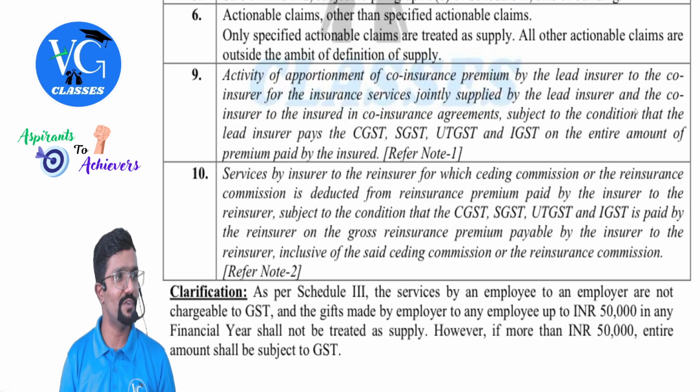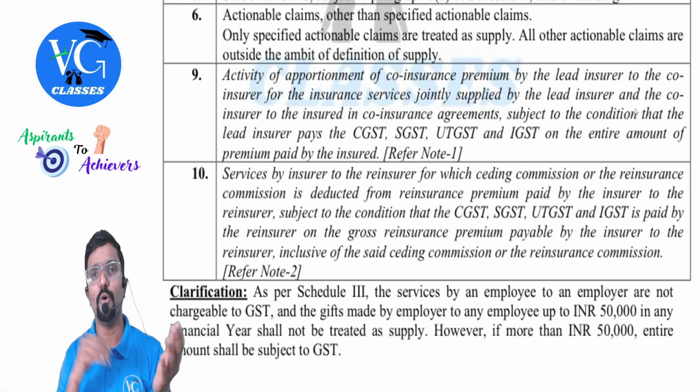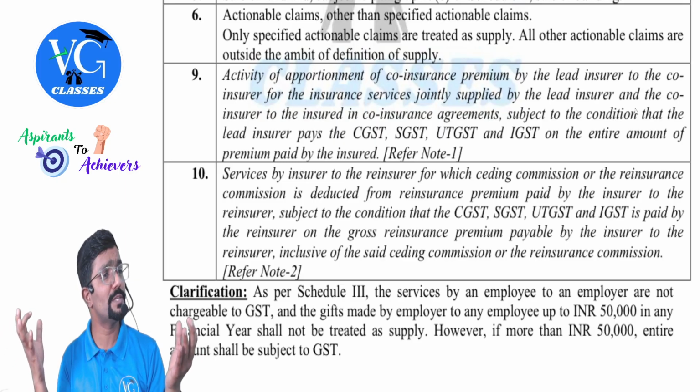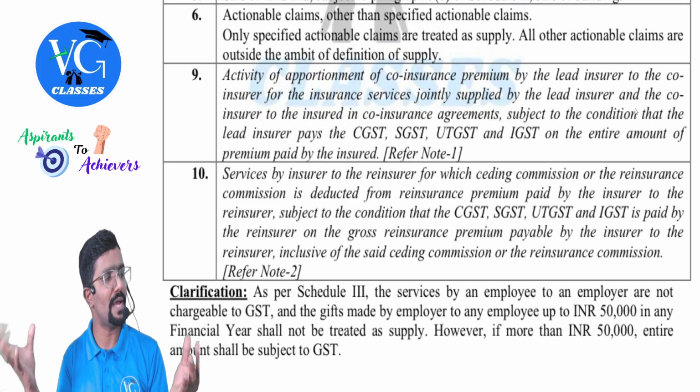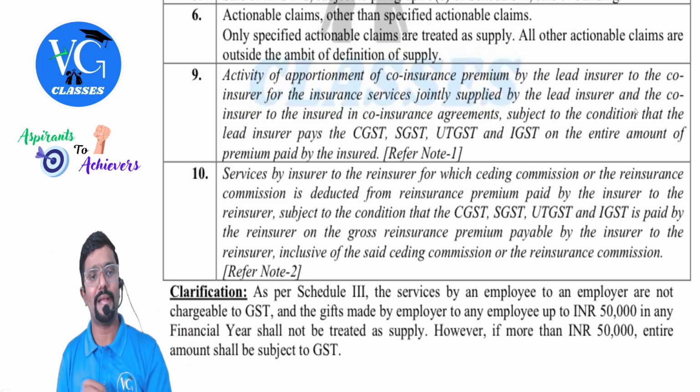Now itself you are getting confused. Assume I explained it without an example. Simple. What they are telling is, whatever SBI, the lead insurer, will give to the co-insurer, that is ICICI, what do we call it? Co-insurance premium. On that, should ICICI pay GST? No.